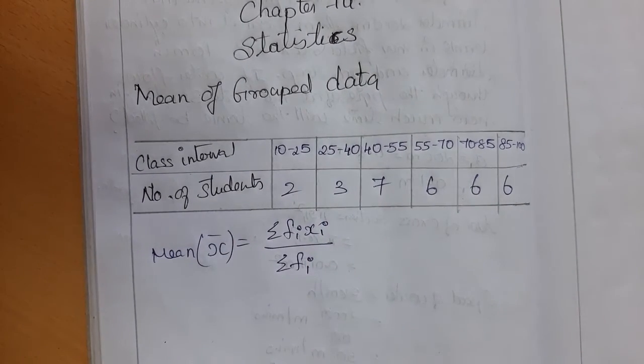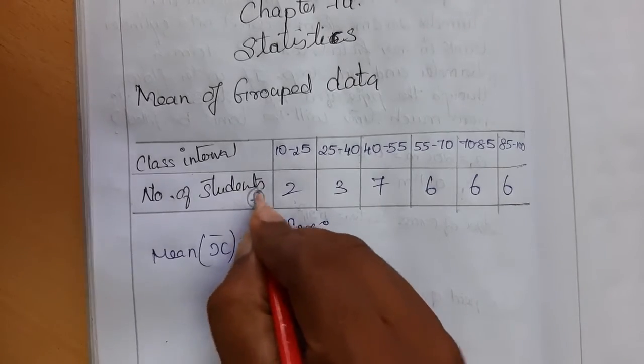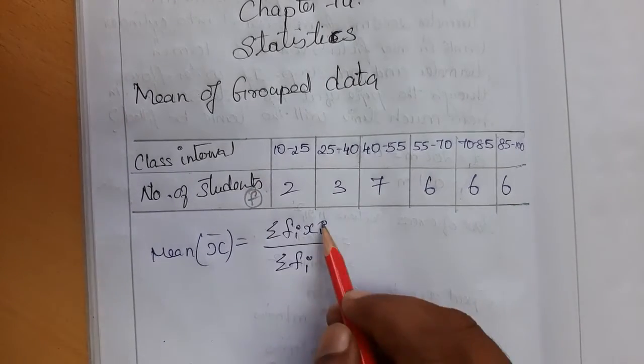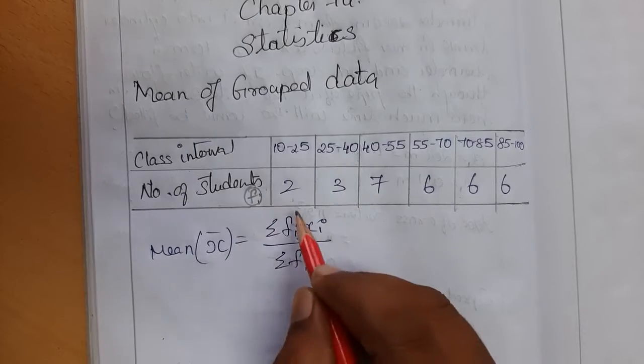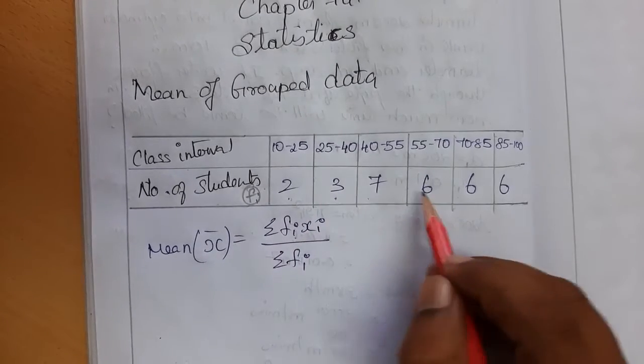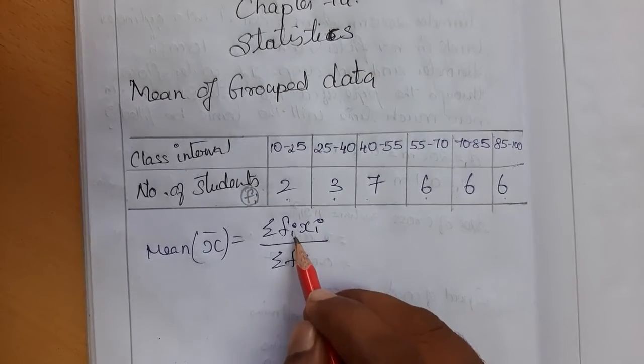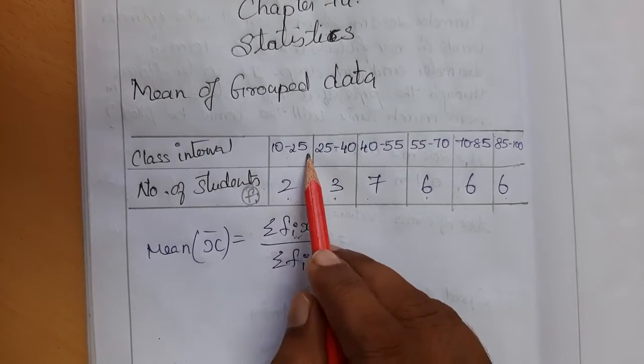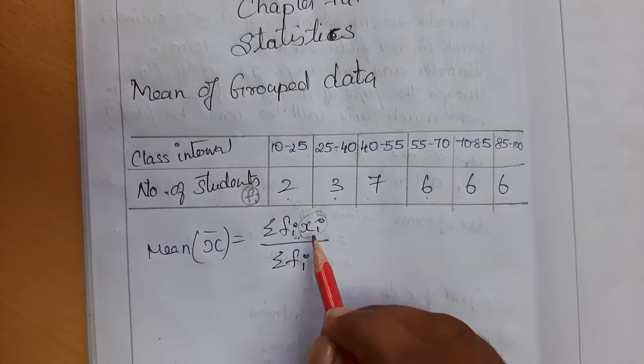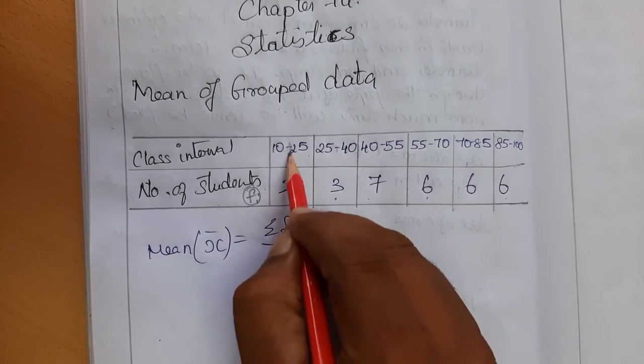The number of students is given as the frequency, fi. There is a first frequency, second, third, fourth, fifth, sixth frequency. That's why we generally represent it as i, with 1 2 3 4 5 6 applied, and the class interval is given there. So xi is not given there. Xi is nothing but the midpoint of the class interval.